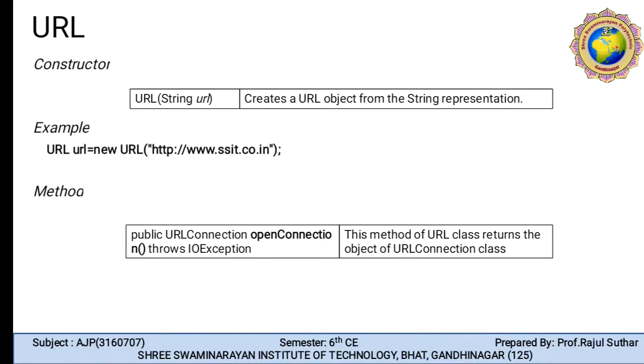Here the method is public URLConnection openConnection() throws IOException. This method of the URL class returns the object of the URLConnection class. For example, URLConnection urlcon is equal to url.openConnection(). The openConnection method is used to first create the connection or open the connection.